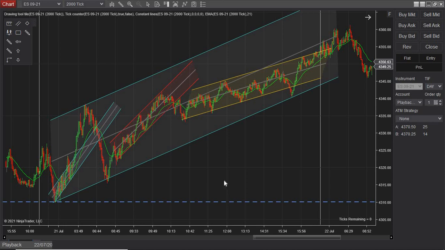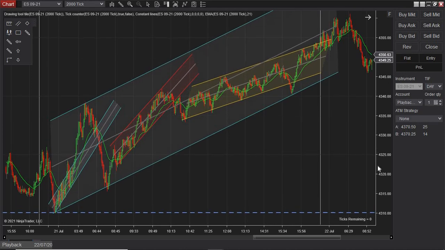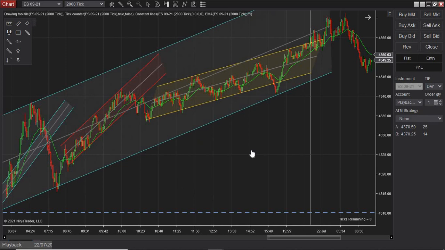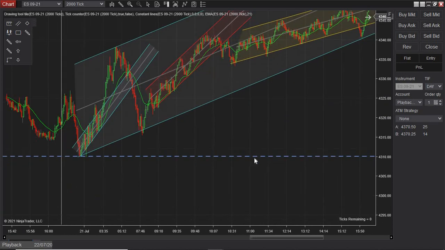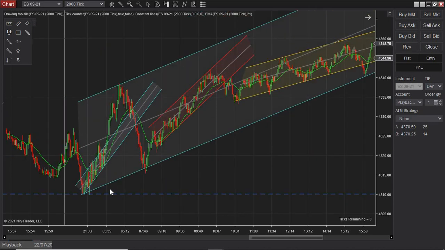Okay, this will be episode 6 of my 100 days training session. So I think what we first have here is, if you looked at it from the overnight, you have this push down, then push back up, then it pushes to make a higher low right here.